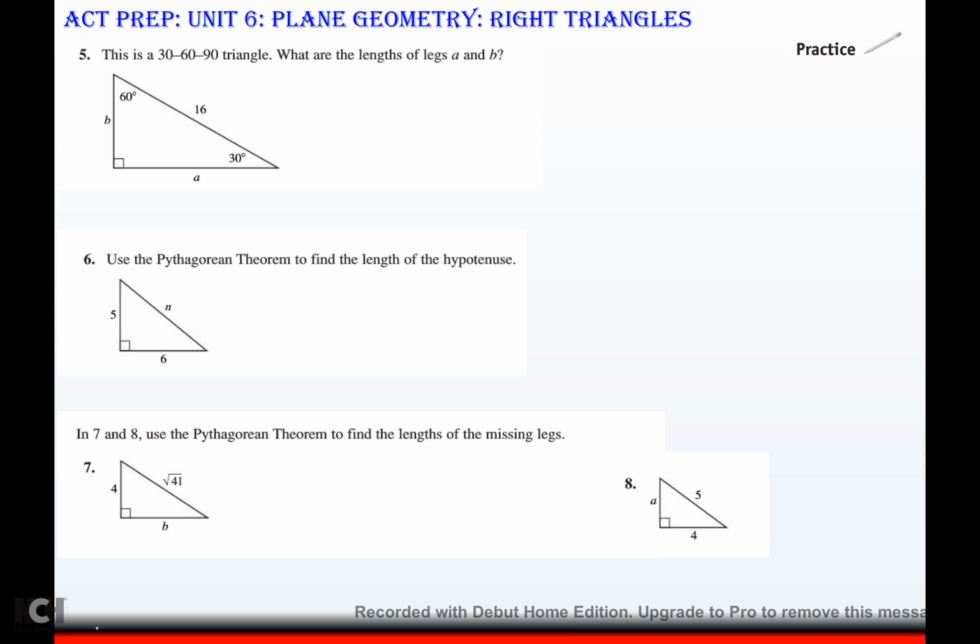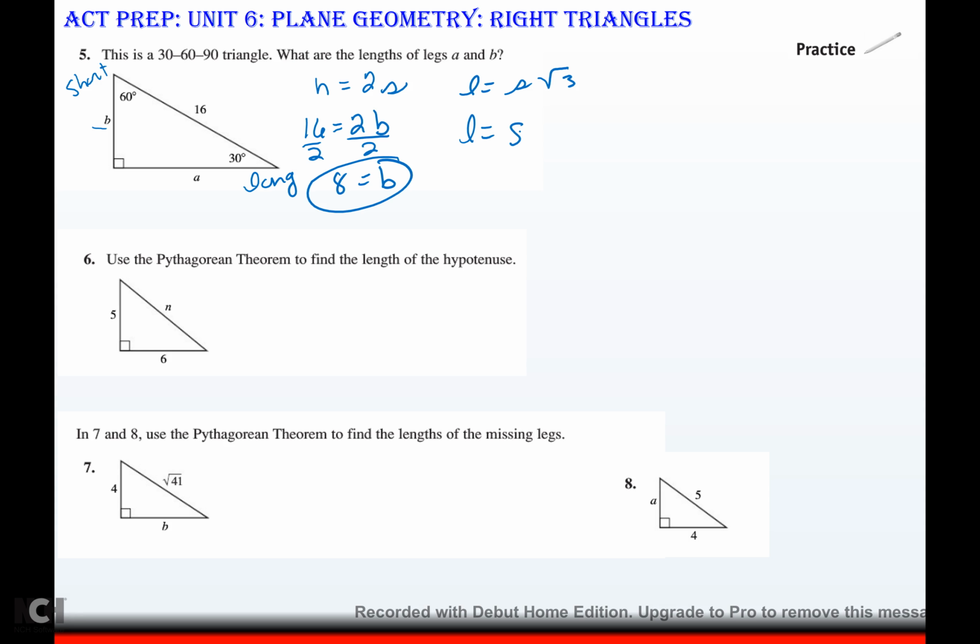Number 5, it says this is a 30-60. So remember, this is the short side, this is the long side. And we have the hypotenuse is equal to 2 times the shorter side. And my longer leg is equal to my shorter side times the square root of 3. So if I want to find A, I say the long leg. Wait, I got to find the short leg first because my formulas are in short leg. So my hypotenuse, which is 16, is going to be 2 times my shorter leg, which I don't know, they called it B. So to figure B out, I'm going to divide by 2, and I get my short leg equals 8. So then to figure out my long leg is my short leg times the square root of 3, which makes my long leg equal to 8 square roots of 3.